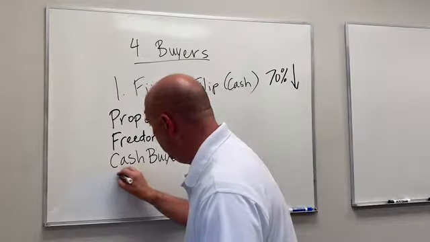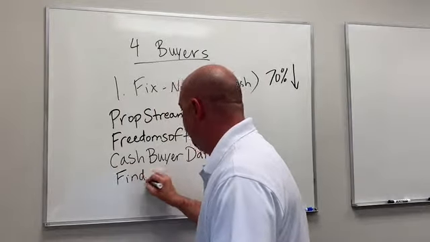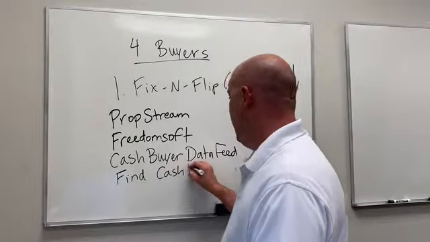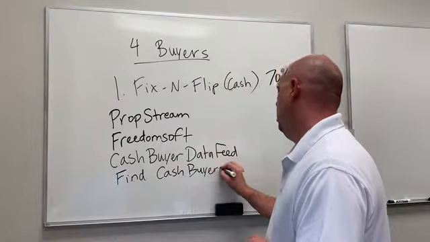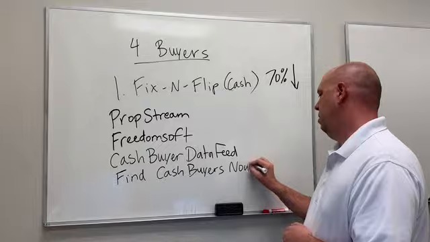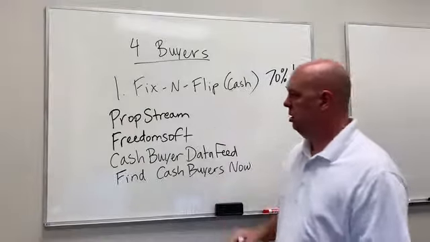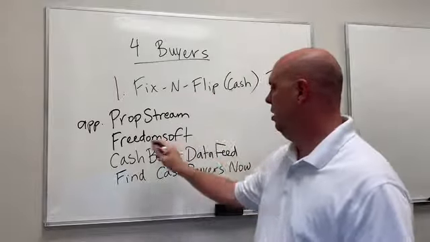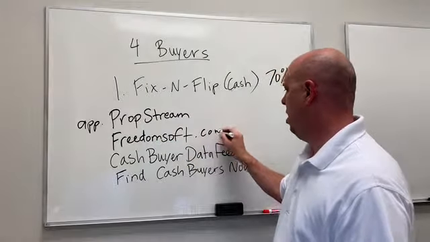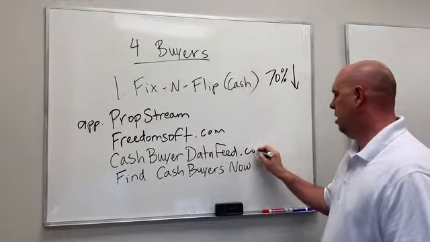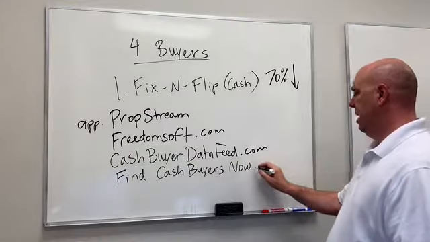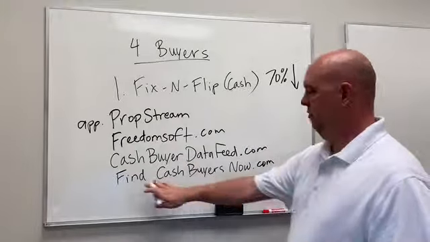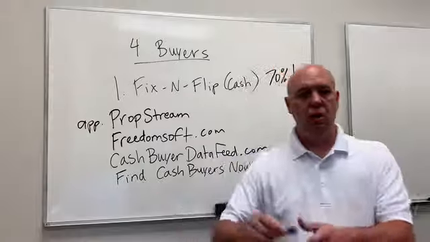Another good one is Find Cash Buyers Now. Okay, now these are all, I think PropStream is app.propstream.com, FreedomSoft is freedomsoft.com, cashbuyerdatafeed.com, findcashbuyersnow.com. And Find Cash Buyers Now is Kent Clothier software.